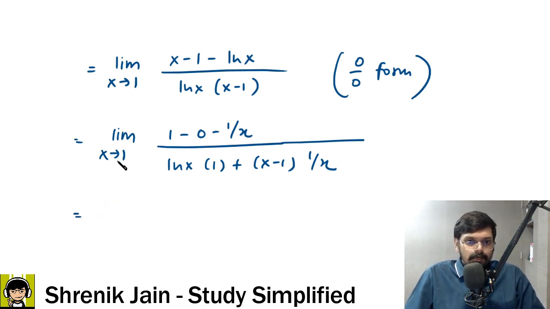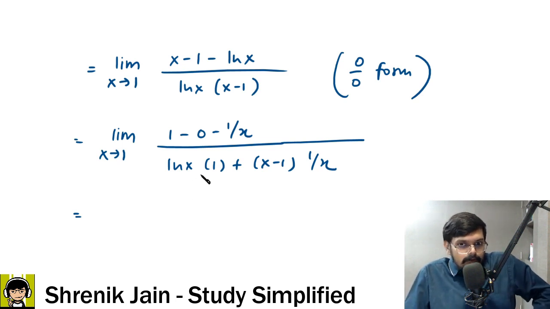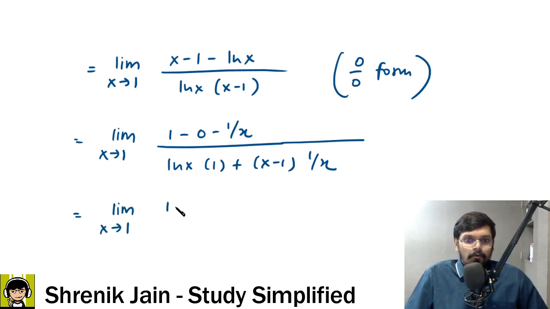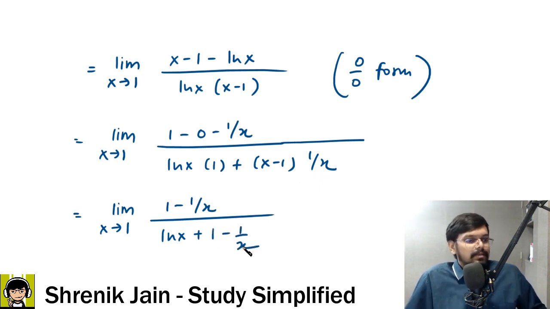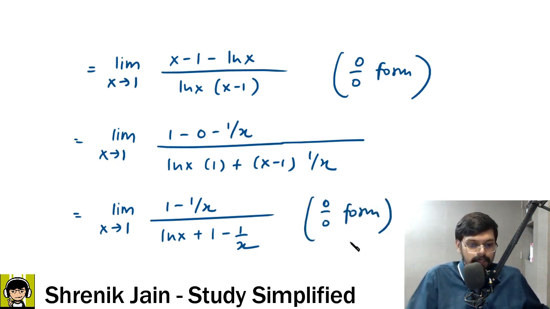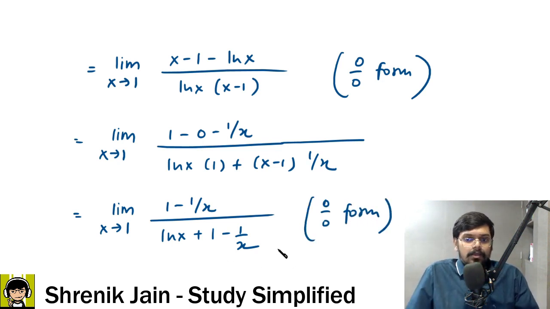Let's do the direct substitution, what comes? You tell me guys, if I do the direct substitution, what just happened to me right now? 0 by 0 form. Check it out. 1 minus 1 by x, and then we have ln x, then we have plus, if it's divided, then we have 1 minus 1 by x. Yes sir ji, we are getting 0 by 0 form again. If you are getting 0 by 0 form again, do the differentiation again.